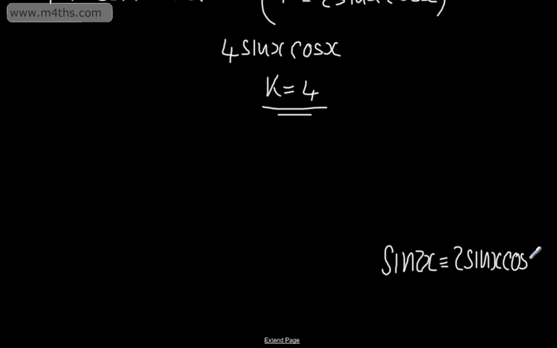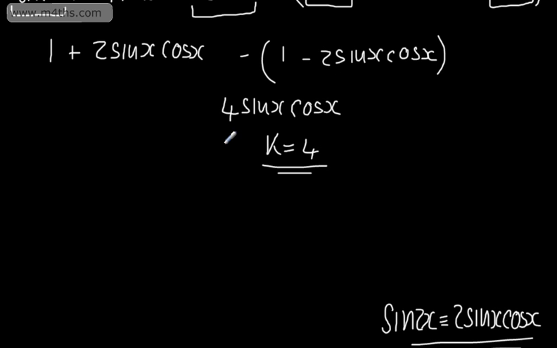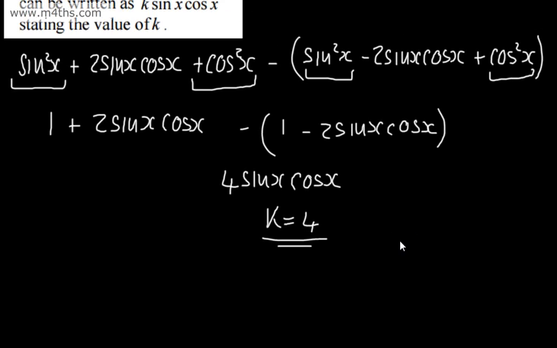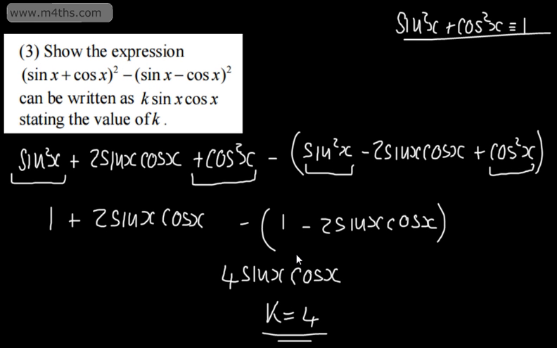You don't learn this in the module here, but it is an identity that you will meet later on. So again, this could be written now as 2 sine 2x. Don't need to know it, that's all we needed to do, and we've shown clearly with the expansion here that that is what we're going to get.